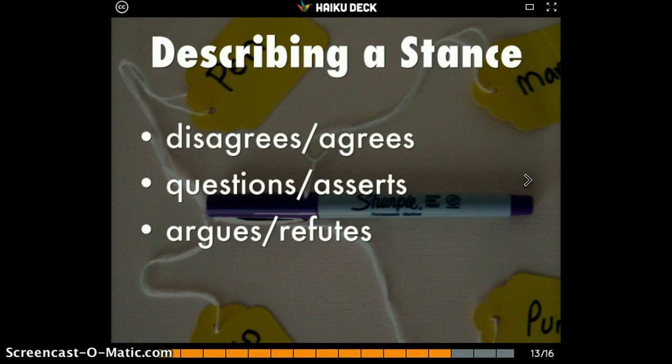When describing a stance, you can use a number of different words. Here I just gave you a few suggestions. Does the author disagree or agree? Question or assert? Argue or refute? In this case, I think your author agrees with the practice of product placement and advergaming. And furthermore, he asserts that it's the future of marketing. You could say that he argues that product placement and advergaming has changed significantly throughout history and will only continue to do so.